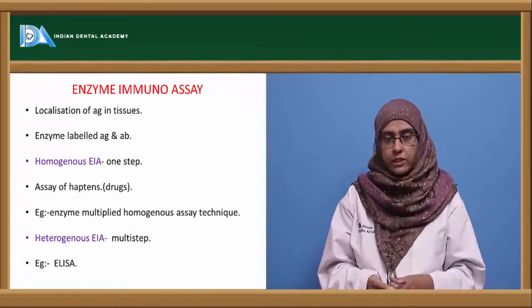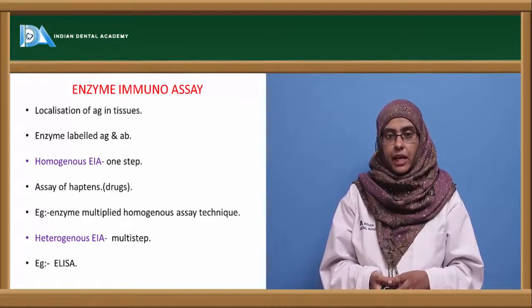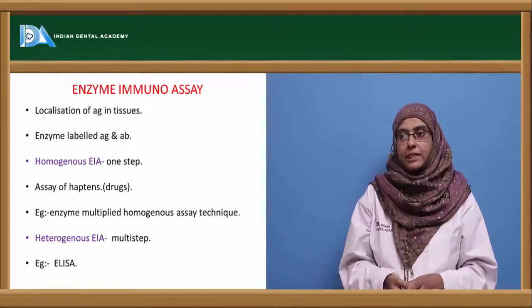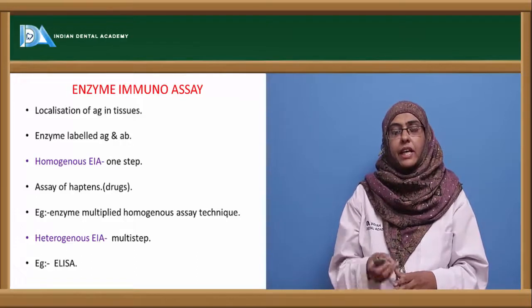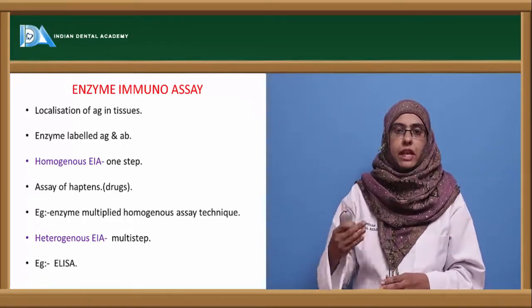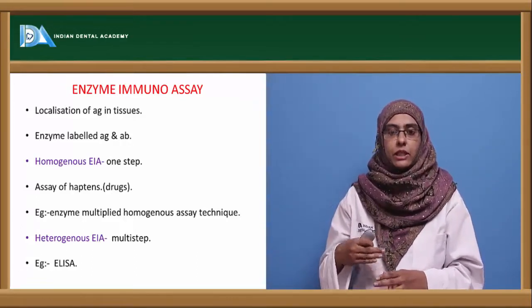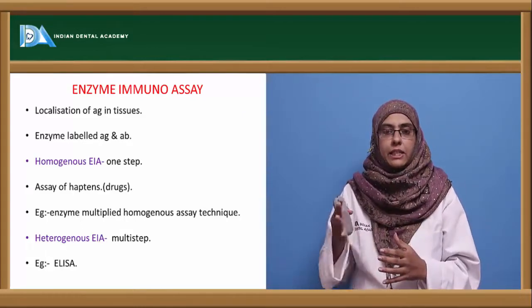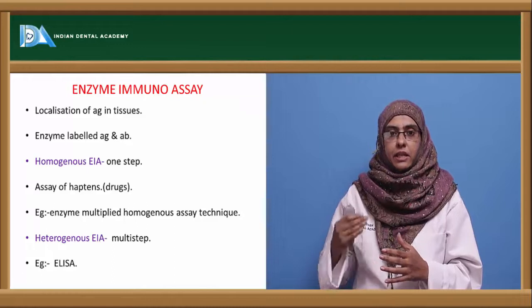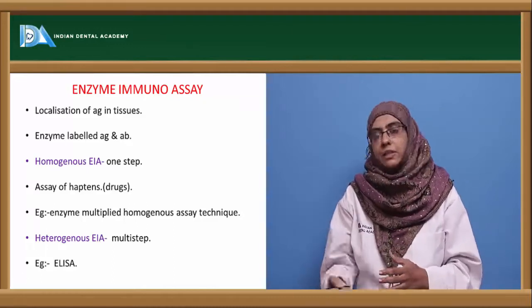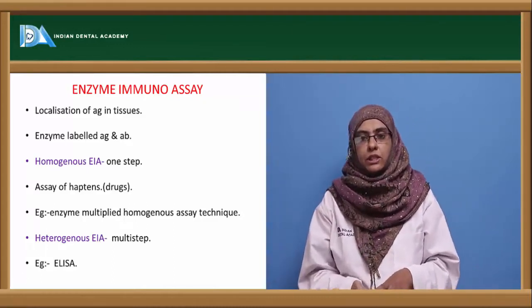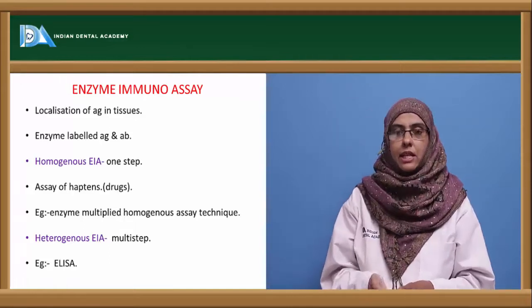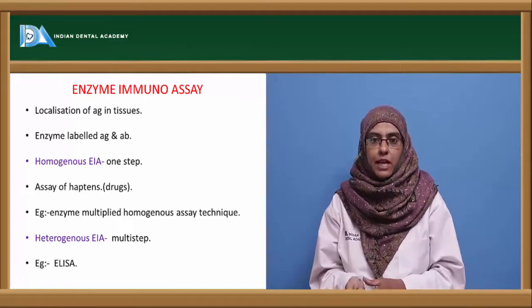Now coming to the heterogeneous immunoenzyme assay, it is a multi-step process where each of the reagents or the reactions are usually carried out in different steps. You cannot carry out in a single step, but you have to add the reagent at different steps, and hence it is a multi-step process. The best example associated with the heterogeneous enzyme immunoassay is the ELISA, enzyme linked immunosorbent assay.